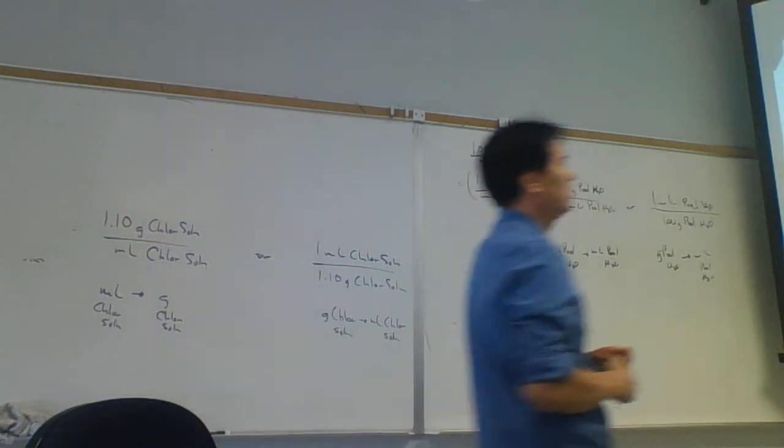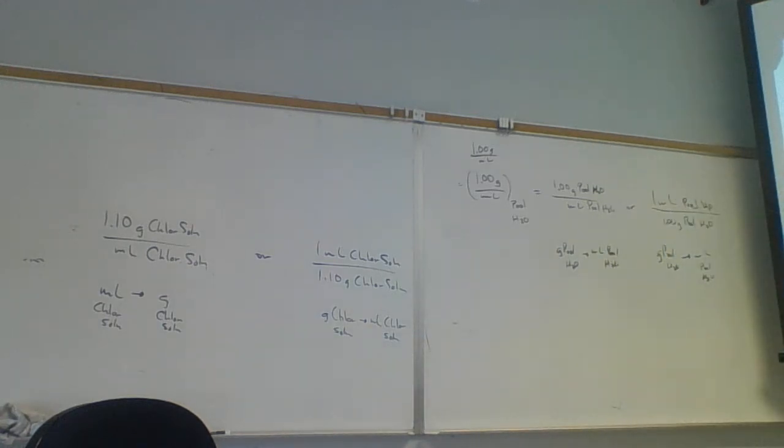All right, so that's the information. And then the question is, what volume of the chlorine solution in liters is required to produce a chlorine level of 1 ppm in an 18,000 gallon swimming pool? So if we have an 18,000 gallon swimming pool, this would be 18,000 gallons of pool water. How many liters of chlorinating solution do we need to make this pool at 1 ppm Cl?